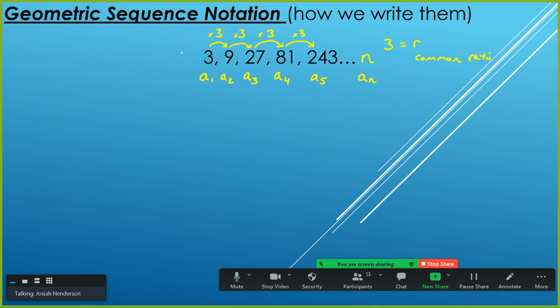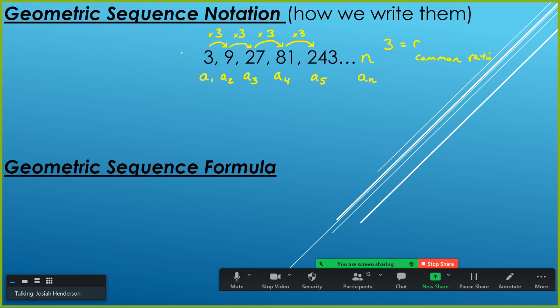Okay, let's look at the formula for this. Geometric sequence formula. So just like the arithmetic has its formula to find a sub n, we have one for the geometric. a sub n, the nth term in the list, is the first term, that's a1, times the common ratio, r, to the n minus 1 power.